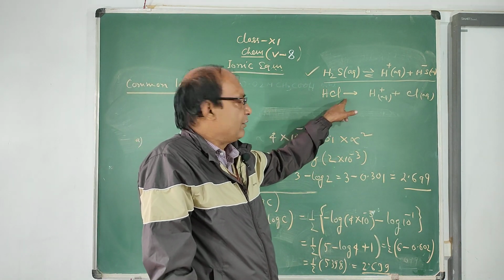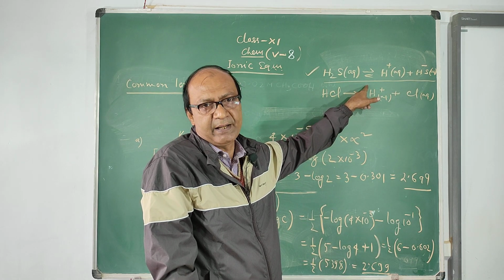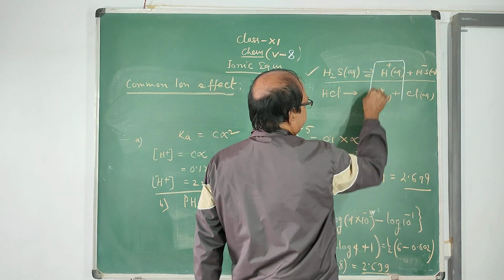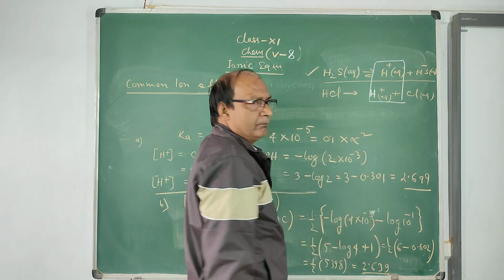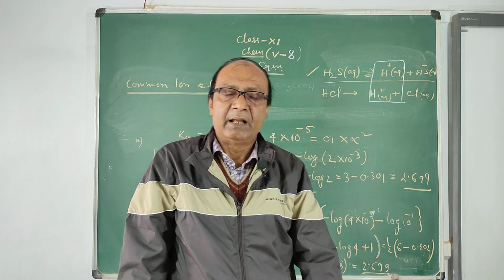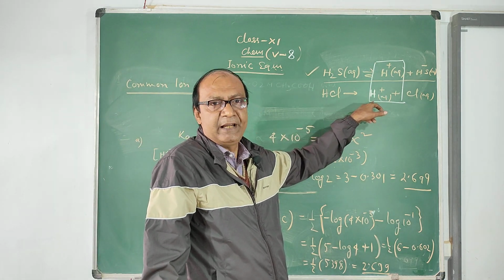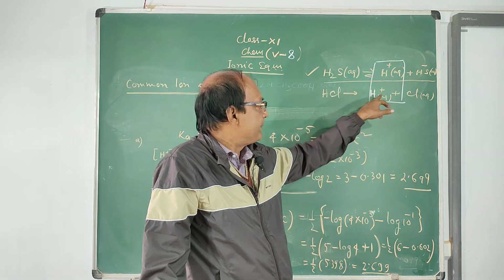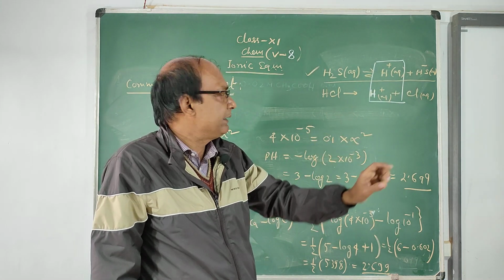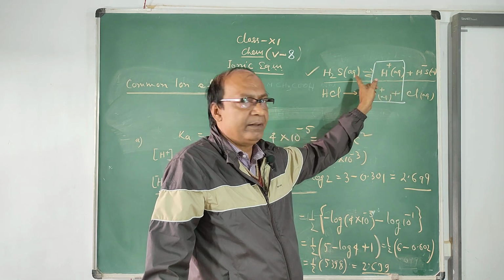If you add hydrogen chloride, HCl acid, to the dissociation of hydrogen sulfide, you can observe that the hydrogen ion is common. Clear? In this case, common ion effect will take place. And what is common ion effect? Whenever you add a strong electrolyte having an ion common to the weak electrolyte, then the dissociation of the weak electrolyte is shifted in the backward direction.